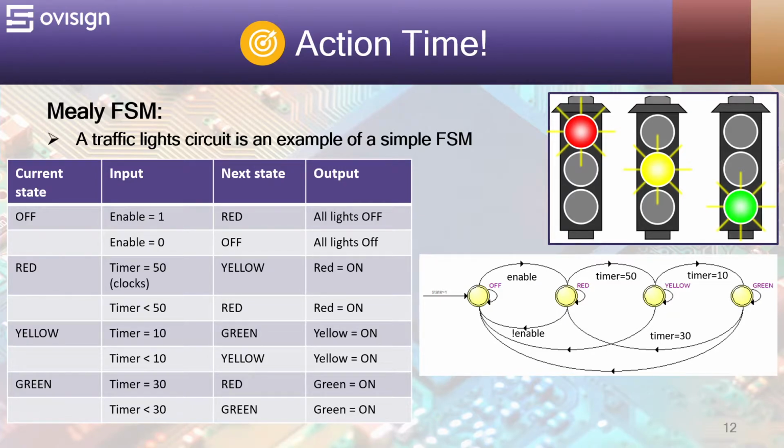After entering the green state, we wait for the timer to reach the value 30, then go into the red again. The cycle repeats until the semaphore is disabled. If enable is cleared, regardless of the current state, we go into off.